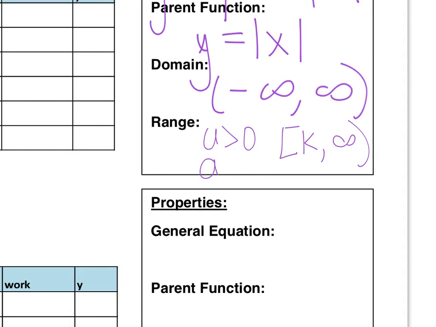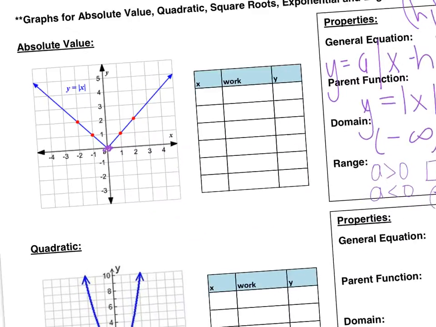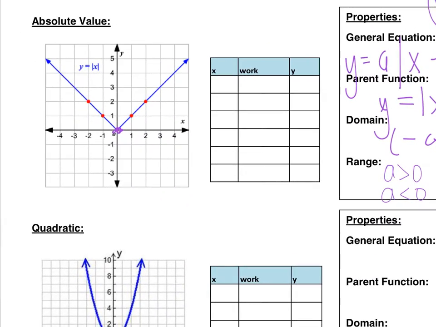And then if a is less than 0, then we come up from negative infinity. Sorry, that should be an open bracket. We come up from negative infinity and we go to k, and that's where we stop. And the biggest thing to remember for absolute value is you have a V graph. Okay, so V for absolute value.